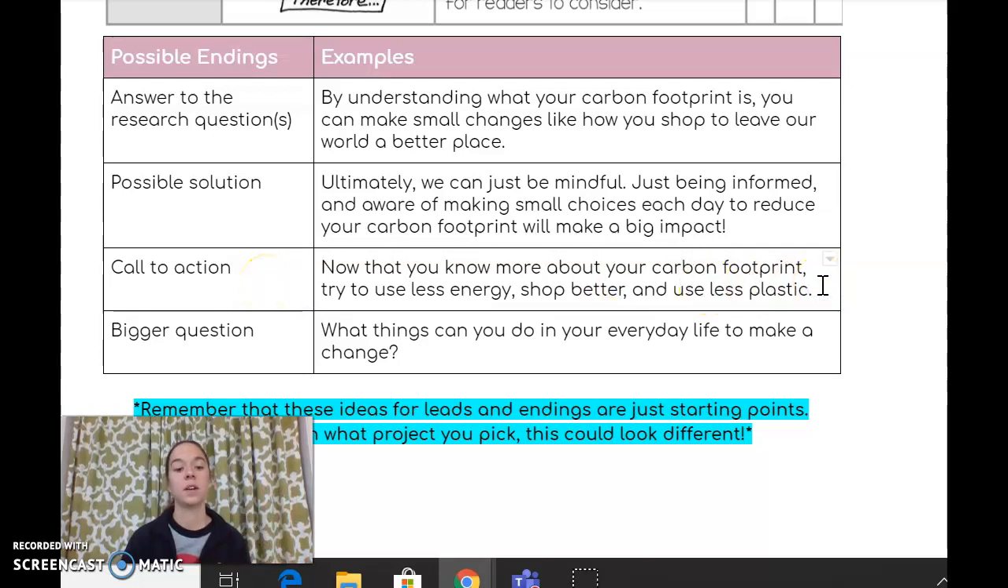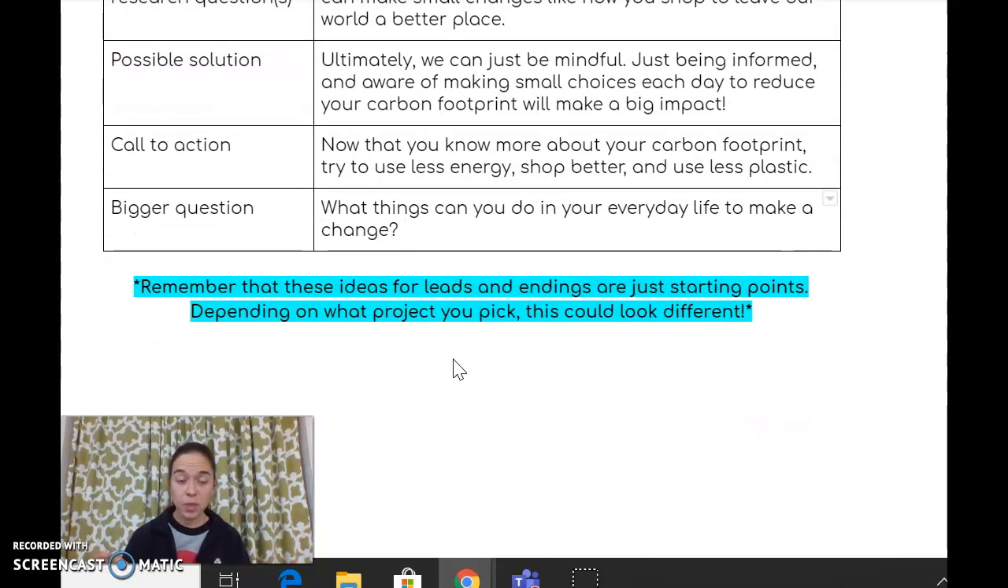But it could leave your reader with, okay, now that you know this thing about my topic, why don't you try this? Or what could you do, right? So now that you know more about your carbon footprint, try to use less energy, shop better, and use less plastic. That's another way you could end that. Or finally, what bigger question could you ask about the topic? Like we talked about in class with our intros and conclusions, this is that bigger shape of that Jolly Rancher that we talked about. If you are familiar with that metaphor, it's a bigger idea. So what things can you do in your everyday life to make a change? That's a really cool thought-provoking statement that doesn't drop any new information on us, but just leaves us thinking, okay?